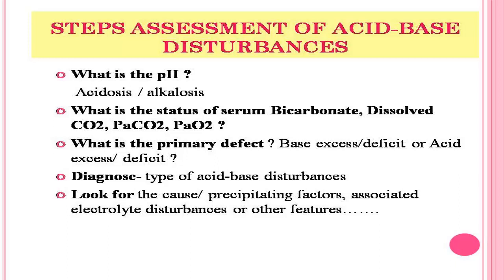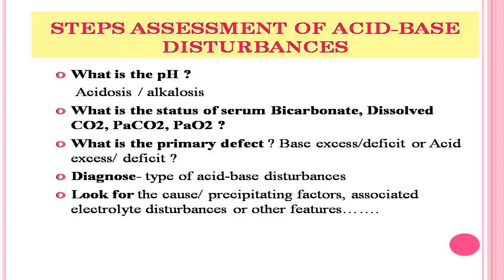Now the type of acid base disturbance is established. Lastly, you have to look for the cause or the precipitating factors or associated electrolyte disturbances or any other feature if present. So this is the step of assessment of acid base disturbances.